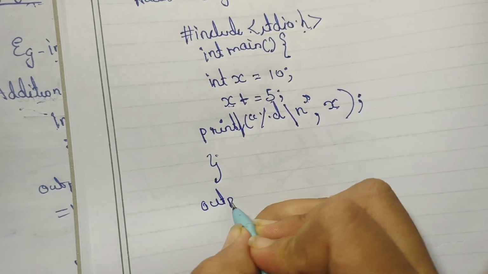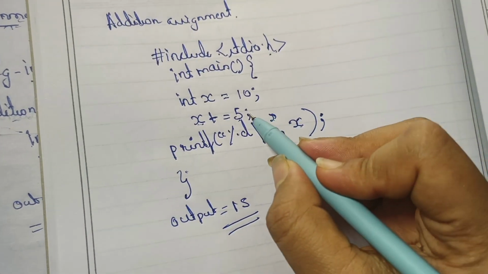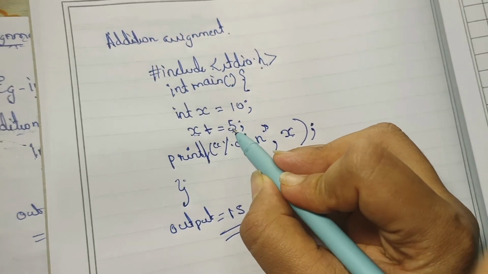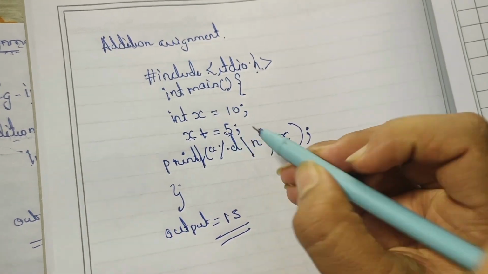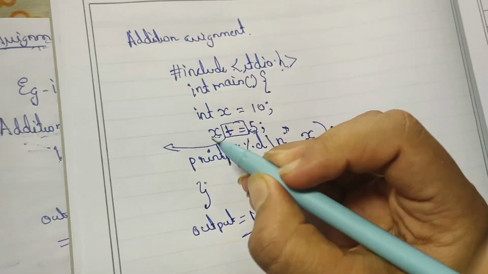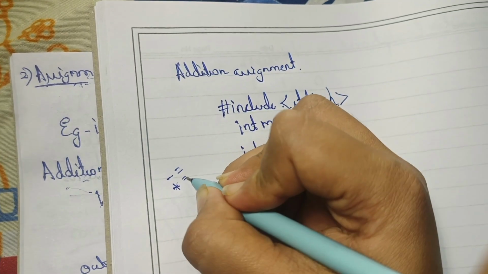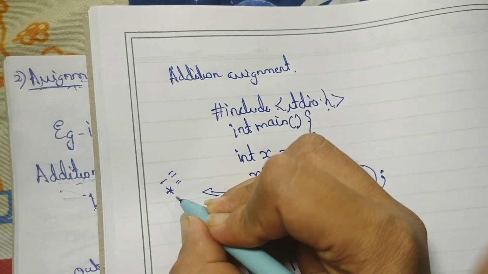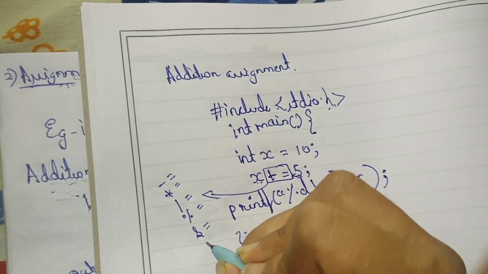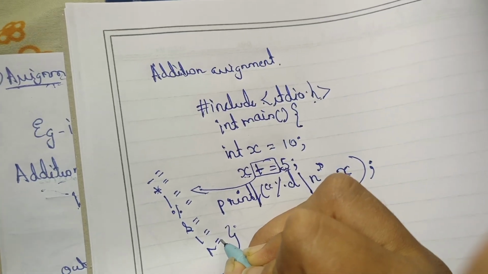The output will be 10 plus 5 is 15. Whatever value you want to add, you can write in this part. If you write 2, that means 10 plus 2, it becomes 12. In the same way, you can perform the different assignment operators: minus, subtraction, multiplication and division, modulus, and AND operator, OR operator, and also the XOR assignment operator.